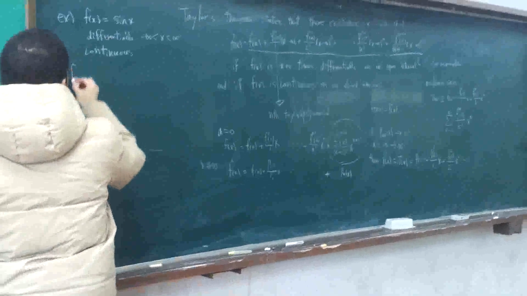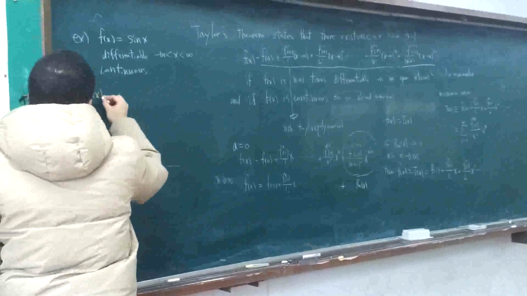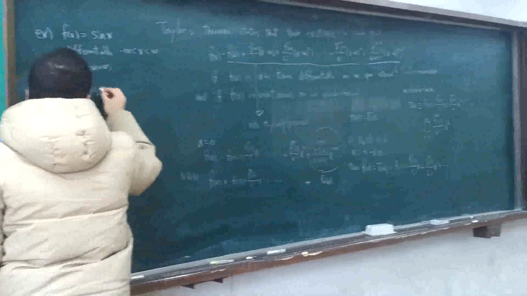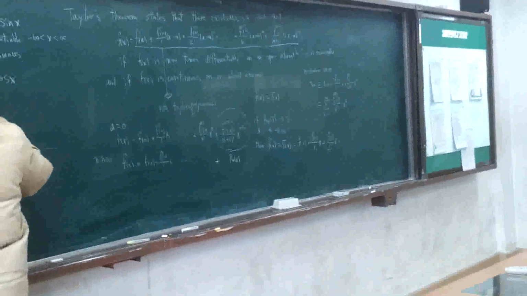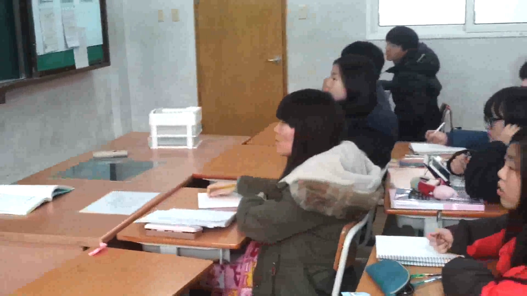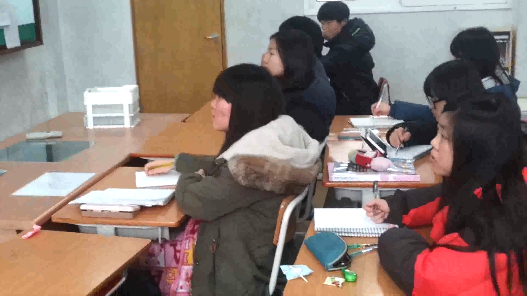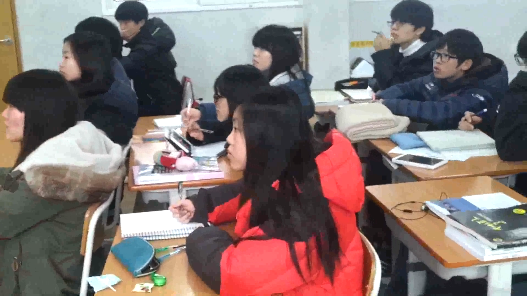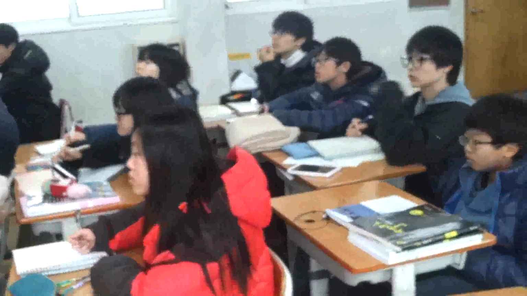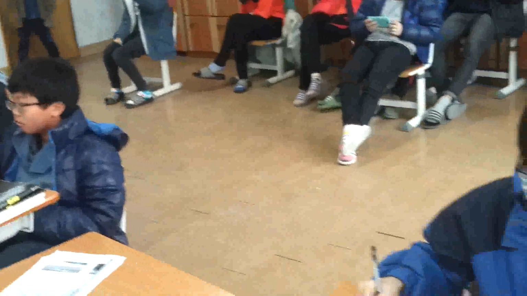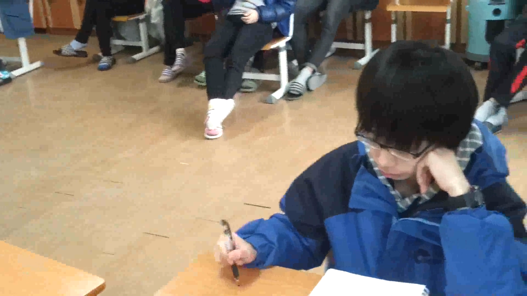So what is the first derivative of sine x? It's the cosine function. And the second derivative, of course, and the third derivative, and the fourth derivative, which is sine x again, and the fifth derivative. So let's put in 0.